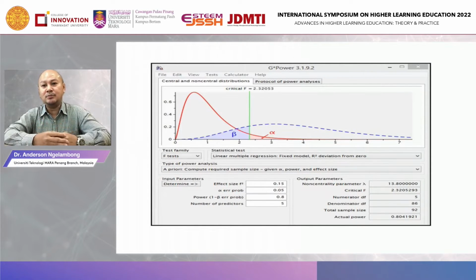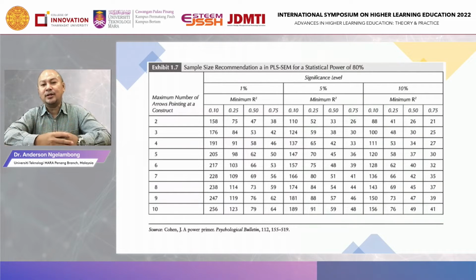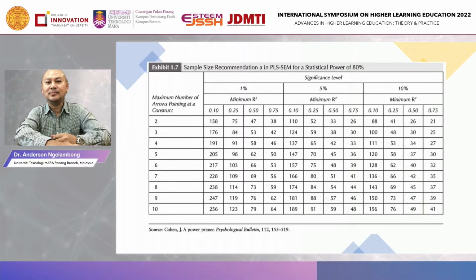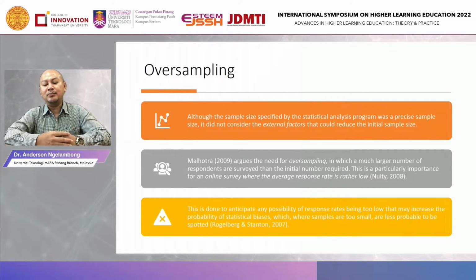But then you can use both. You can use G*Power, and also for convenience, you can use the table here: sample size recommendation in PLS-SEM for a statistical power of 80%. I will give you the reference at the back of the slide. Okay, we move on to the next one.